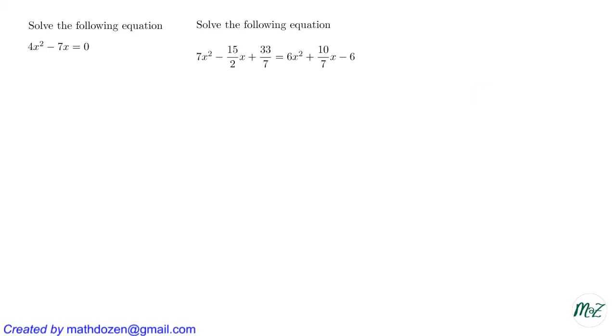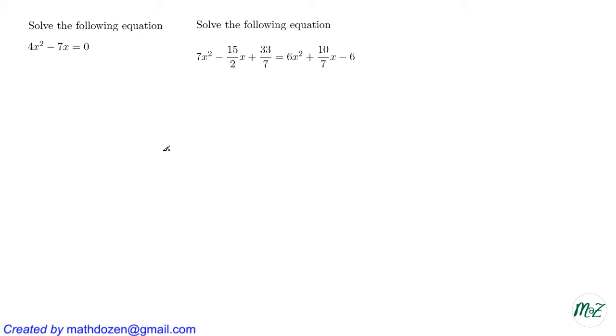Okay, in this section we're gonna solve the following two quadratic equations. The easier equation is on the left side and the harder equation is on the right side. So we'll start with the easy one. This is 4x squared minus 7x equals 0.